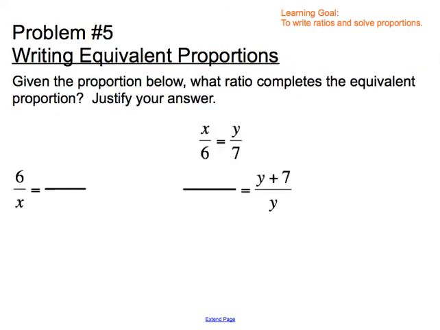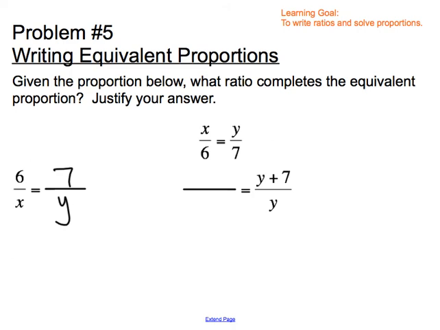So given the proportion x/6 equals y/7, we want to write an equivalent proportion and justify our answer. In the first case, we have x/6 has been flipped to 6/x. So we should see that that's the first property of proportions. Take the reciprocal of each ratio. So in this case, I would say that this is 7/y.